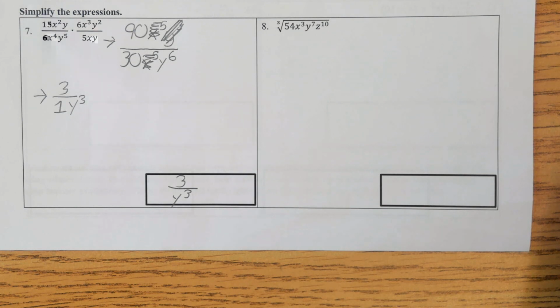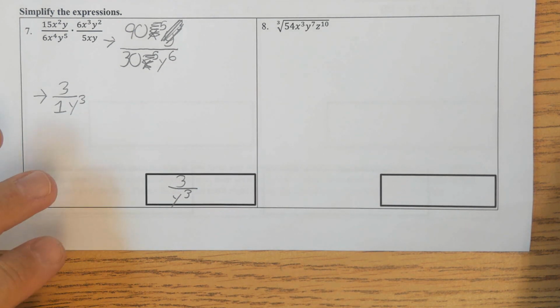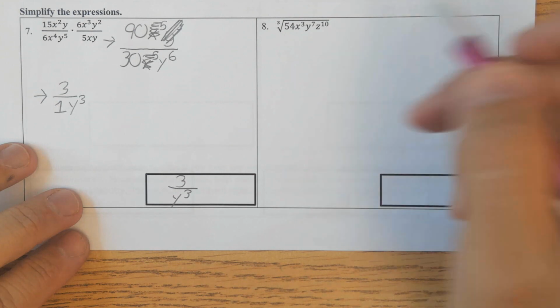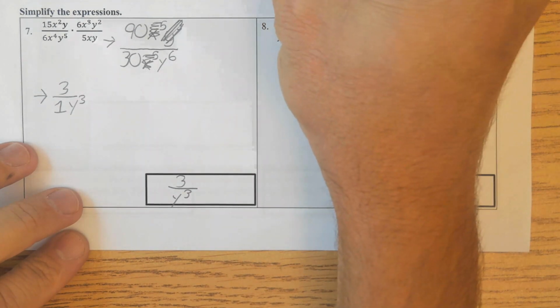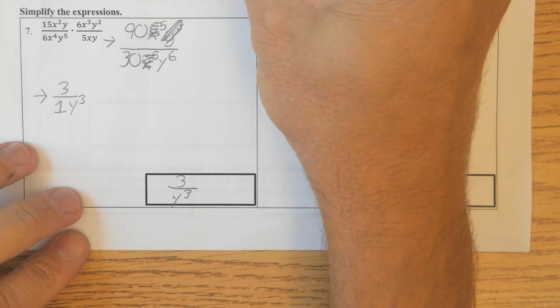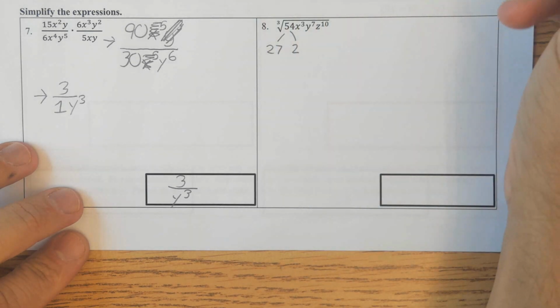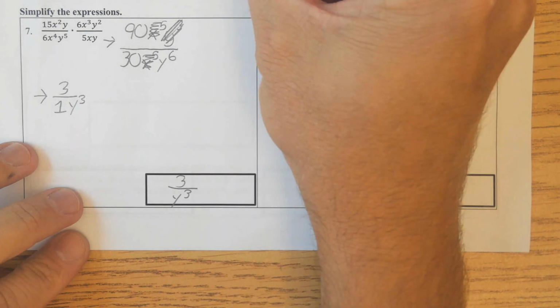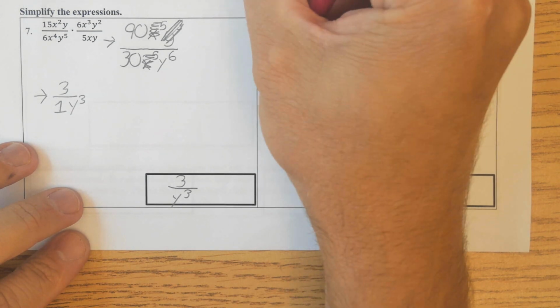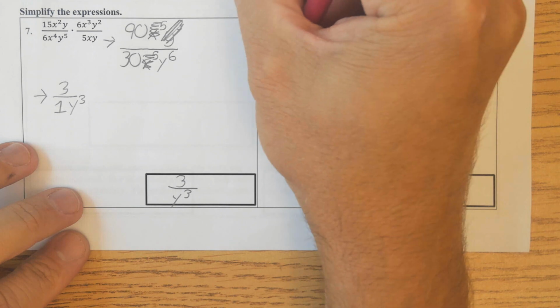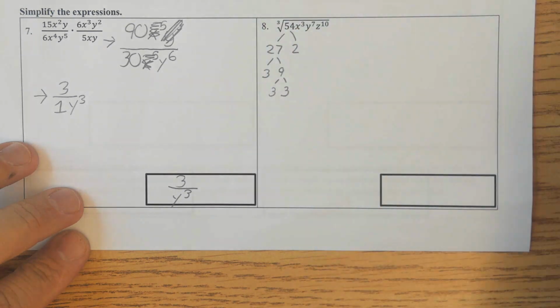Okay, so this next one we didn't really have notes on, so just really pay attention here. We're going to break this down, prime factorization, right? Okay. So when I break down 54, that's 27 and 2. 27 breaks down to 3 and 9. 9 breaks down to 3 and 3.